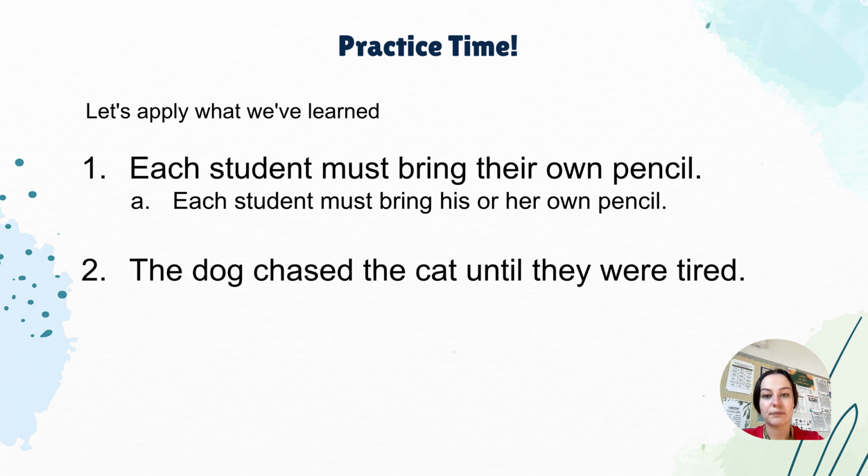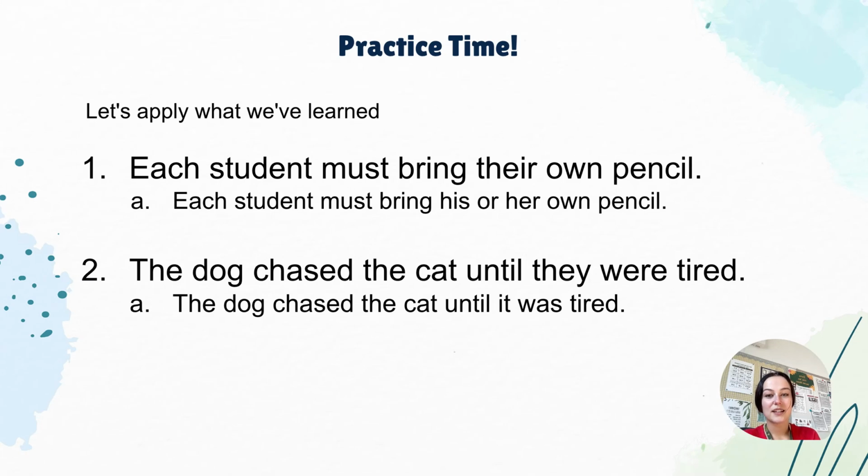Let's try the second one. The dog chased the cat until they were tired. Hopefully, this one is a little bit easier considering some of the practice that we've done earlier. Hopefully you were able to catch on to what we learned earlier when it was plural. But in this instance, it is singular. So: the dog chased the cat until it was tired. It is the pronoun, and the dog is the antecedent. They are both singular, so we're all in the clear, and that looks good.